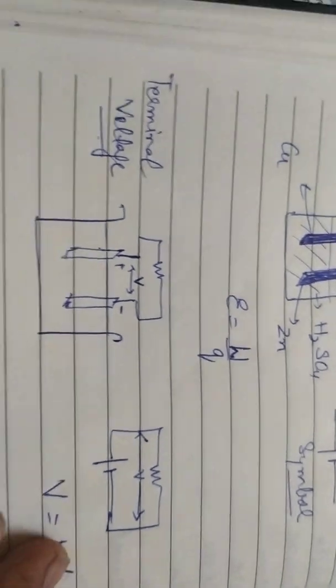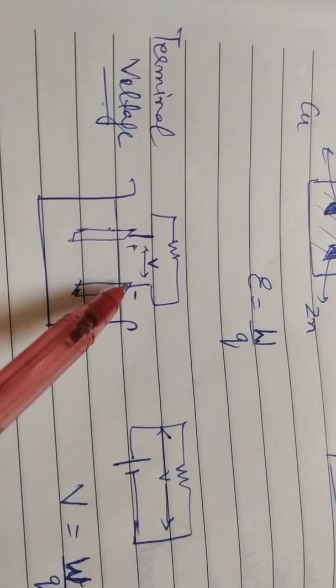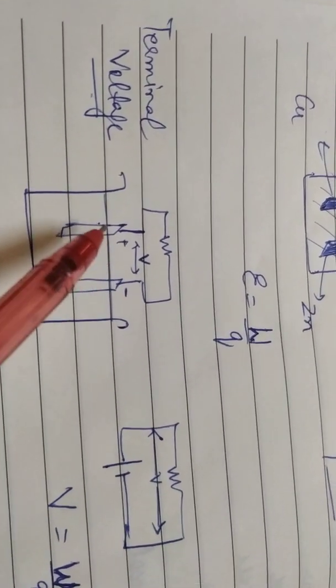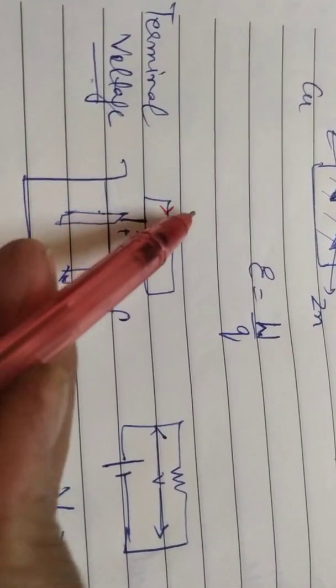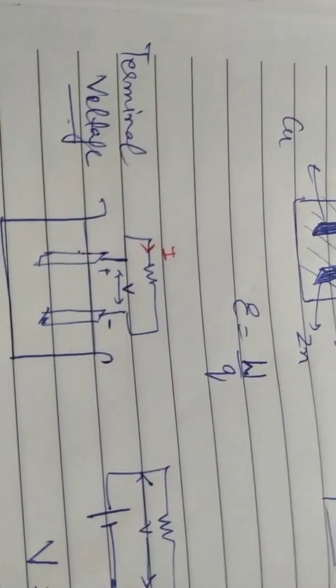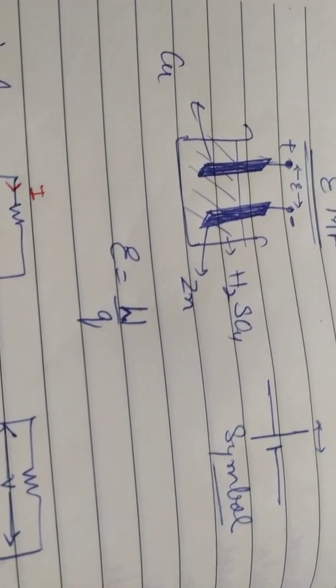And then comes the terminal voltage. Terminal voltage is defined as the potential difference between the terminals of the cell when the cell is in use, means when we are drawing current from the cell. Now there are some other definitions also in terms of the work done.